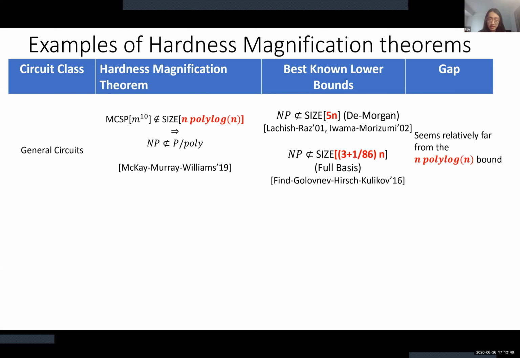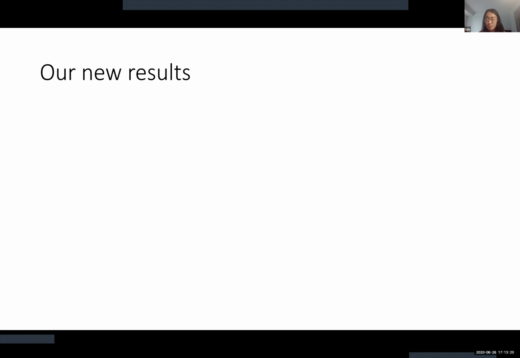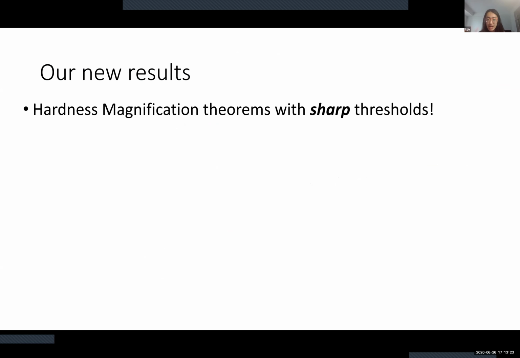a breakthrough. On the other hand, for De Morgan formulas, there's also a magnification theorem which shows that if one can show MCSP does not have n to the 3 plus epsilon size formula, then PSPACE is not in NC1. And the best known lower bound for MCSP is a subquadratic one. Therefore, one can see the gap between what we have and what we want is only n to the 1 plus epsilon. And in this paper, we show some new results with very sharp threshold.